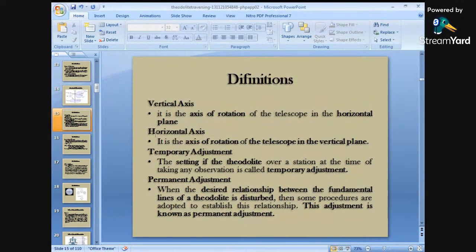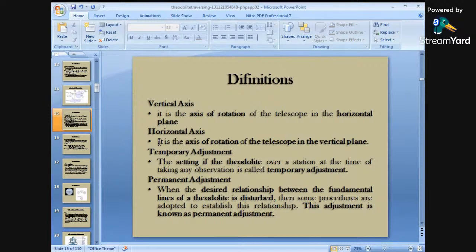Next one is your horizontal axis. The horizontal axis is the one around which your telescope can rotate in the vertical plane. As I've told you, it is an instrument which is used to measure horizontal as well as vertical angles. So it is necessary that it should move in the horizontal plane as well as in the vertical plane. So around the vertical axis, it revolves in the horizontal plane, and in the vertical plane, it can revolve around the horizontal axis.